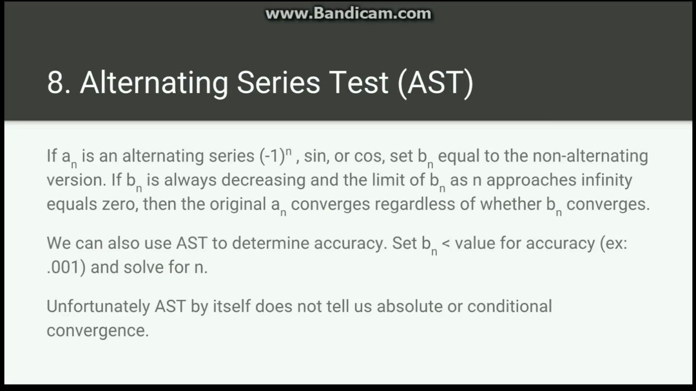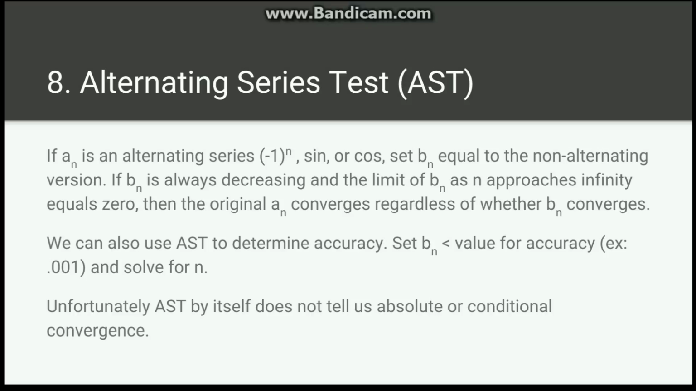So here we have our 8th test, the alternating series test. If a sub n is an alternating series which has negative 1 to the n times sine or cosine, set b sub n equal to the non-alternating version. If b sub n is always decreasing and the limit of b sub n as n approaches infinity equals 0, then the original a sub n converges regardless of whether b sub n converges.